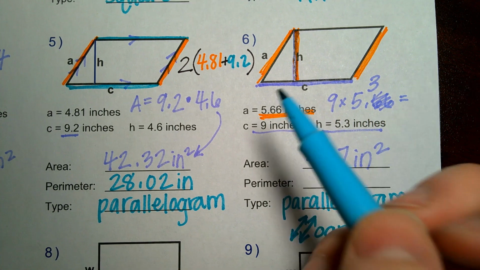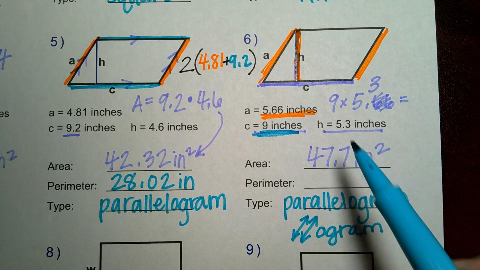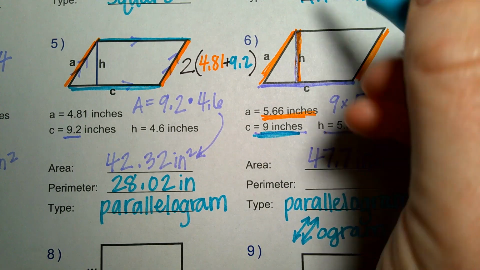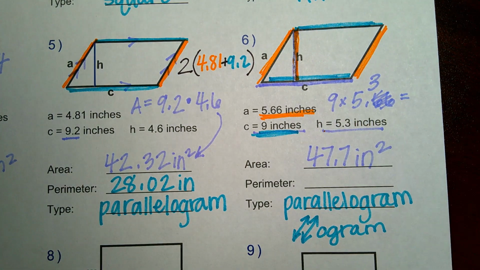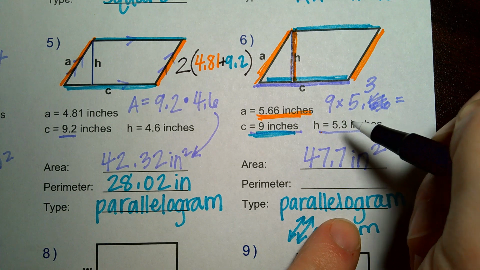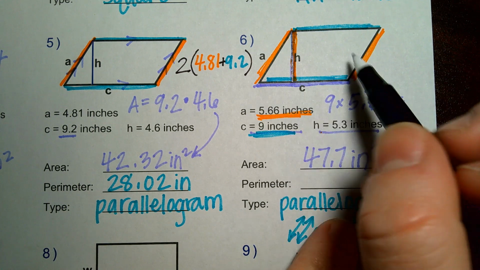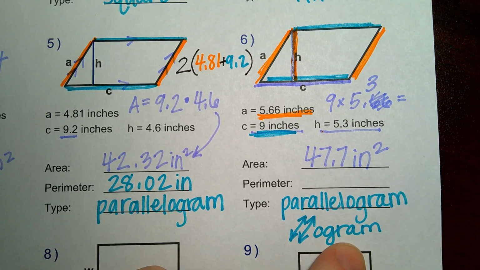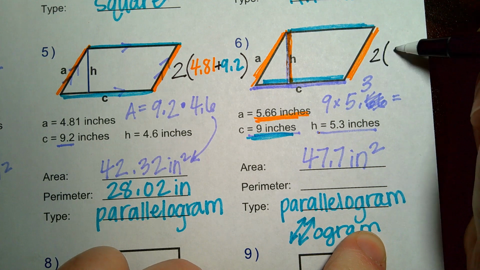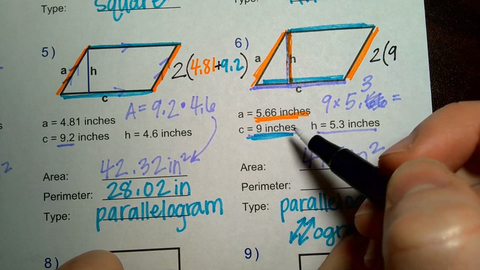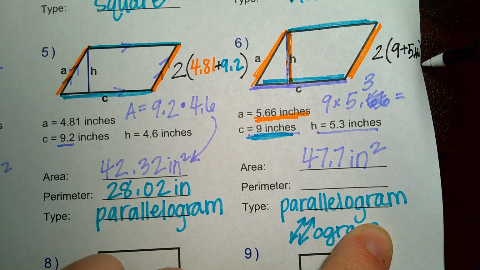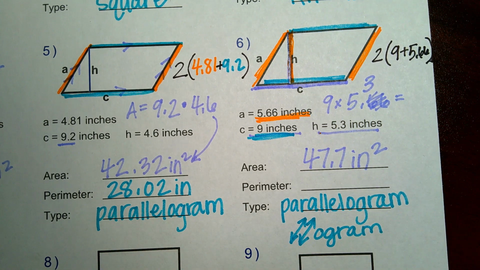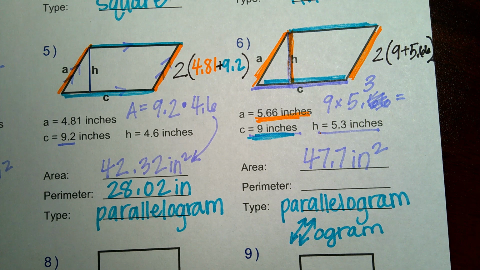Now, this one, it's like they tried to trick you because those numbers are so similar. Even I mixed it up. So, no big deal. We're learning. 29.32. Okay, good deal. I'm going to write that equation out real quick. So we did C times 2, so 9 times 2, and 5.66 times 2, and 9.